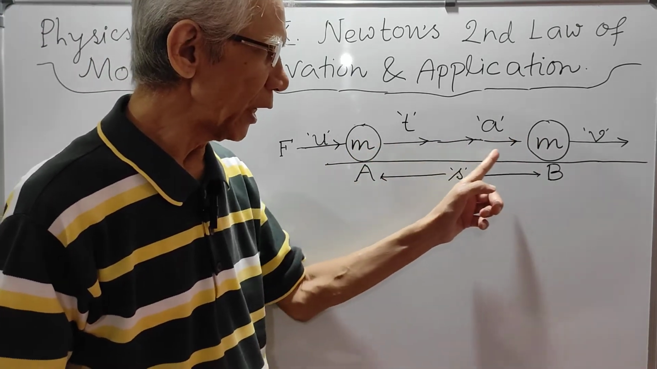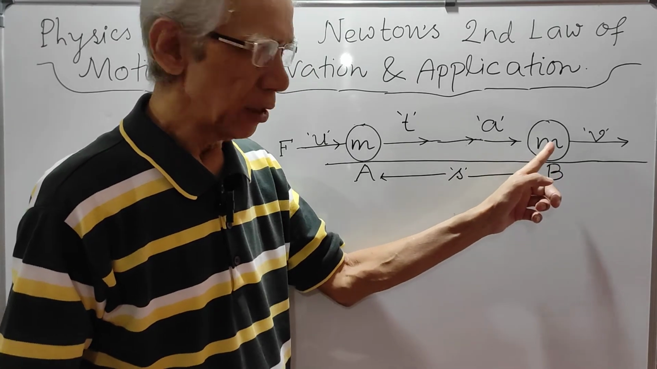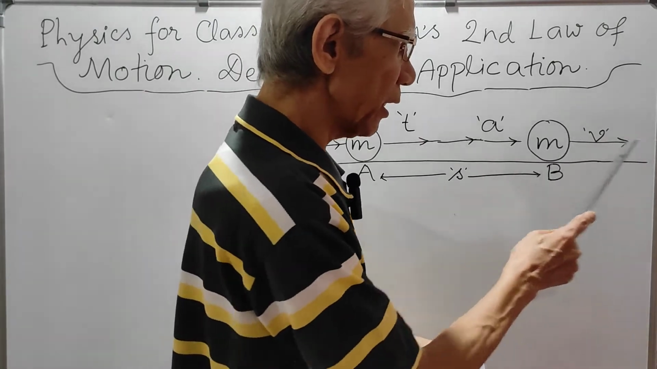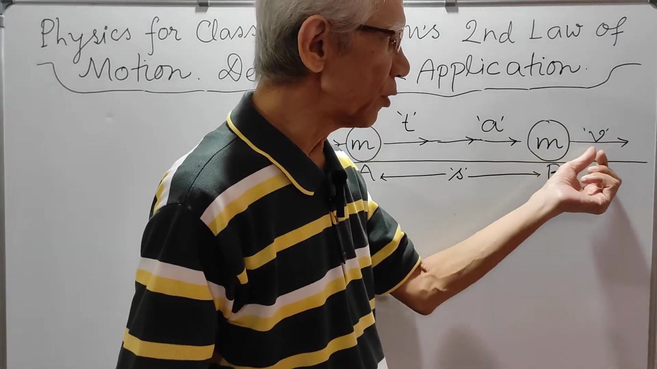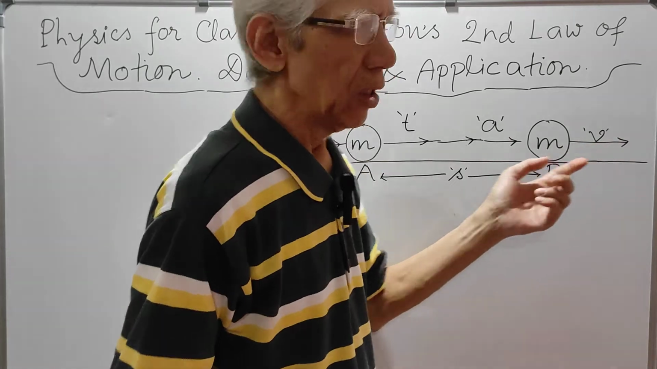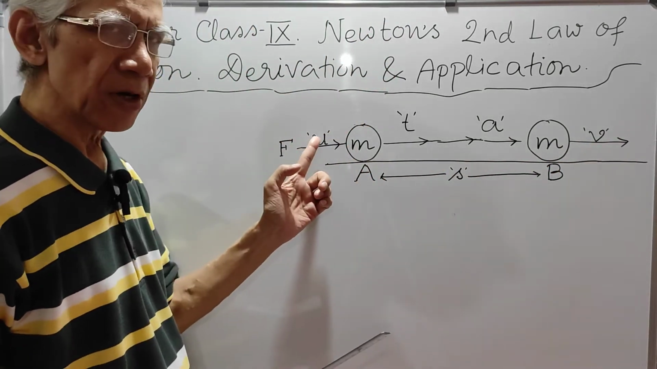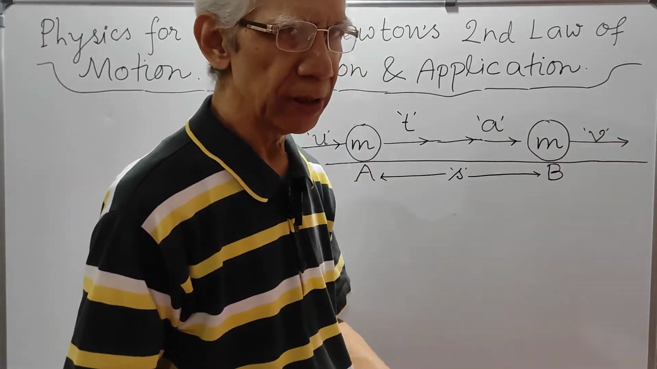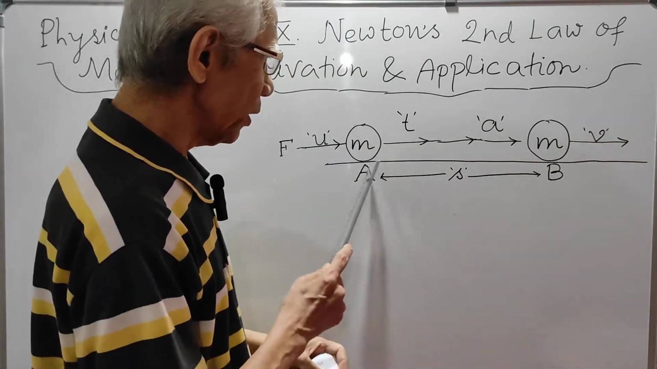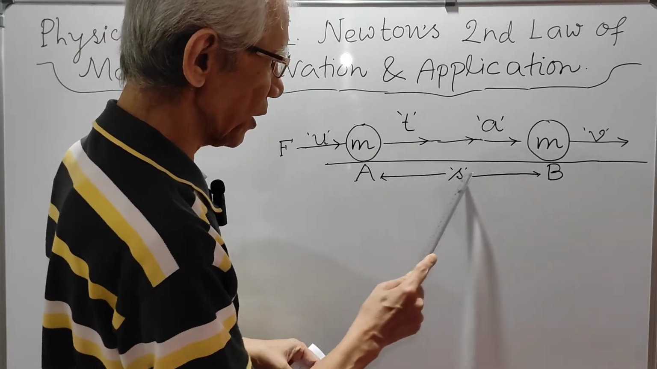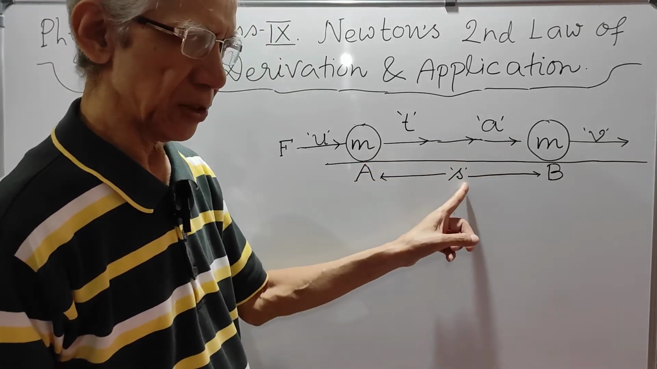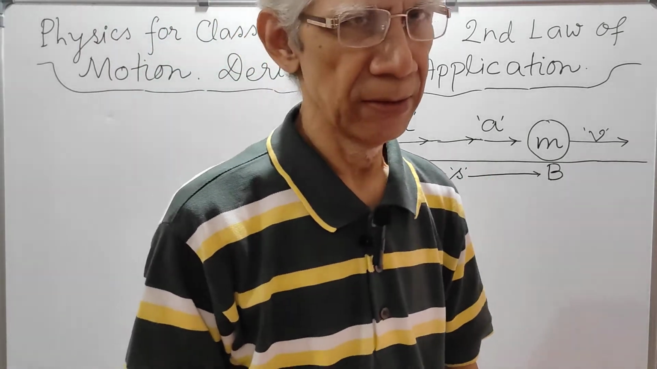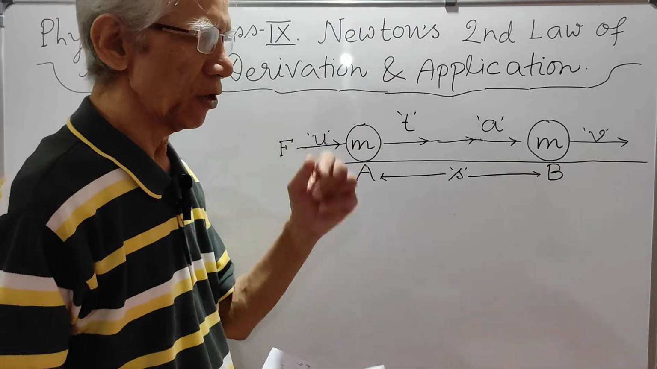The body is moving and has reached the point B. Now when the body is at B, the force is withdrawn. So after B, the body goes on moving, but now it is moving with a uniform velocity v. So before A, it was moving with uniform velocity u, and after B, it is moving with again uniform velocity v. Now between A and B, during this distance s, the body has acquired acceleration because a constant force is acting on it.